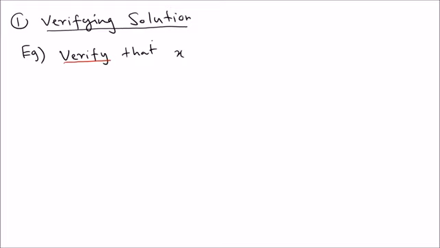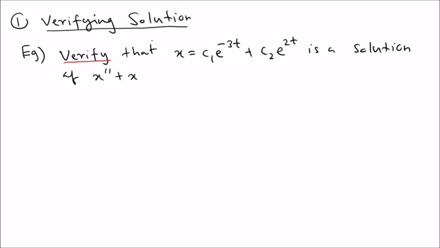Verify that x equals c1 e to the minus 3t plus c2 e to the 2t is a solution of x double prime plus x prime minus 6x equals 0. So first verify that that's a solution. What we normally do is we take the derivatives and plug into the left side and simplify and show that you get 0. That means it satisfies the differential equation. That means that is a solution.